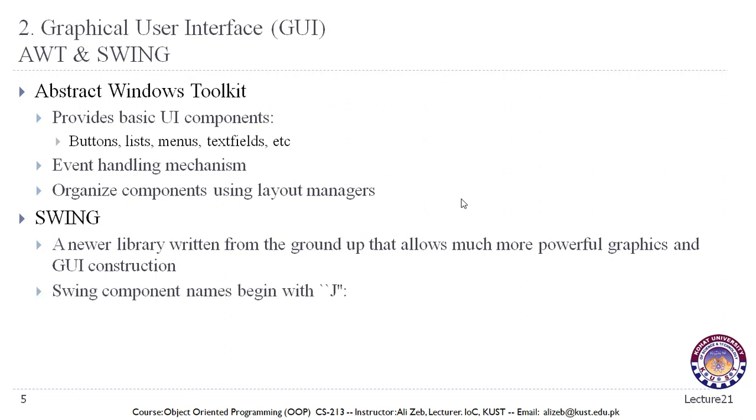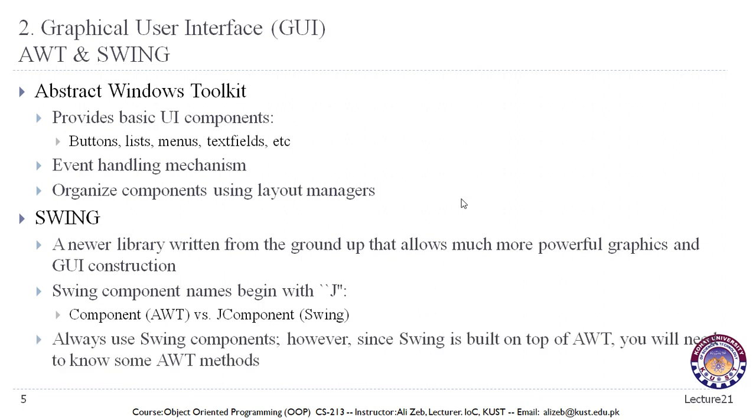Swing component names begin with J, and we'll see that when we develop our programs using the Swing library. We call it a Component in AWT, but we will call it JComponent in Swing. Always use Swing components, as we will be using them most of the time. However, since Swing is built on top of AWT, you will need to know some AWT methods as well.